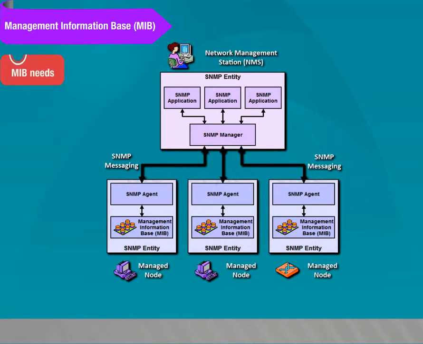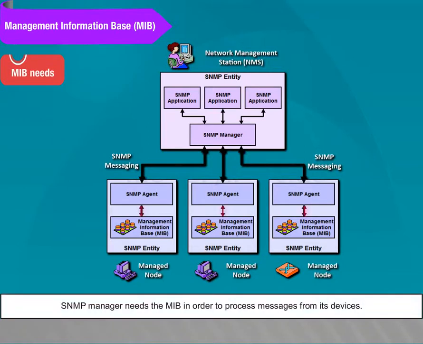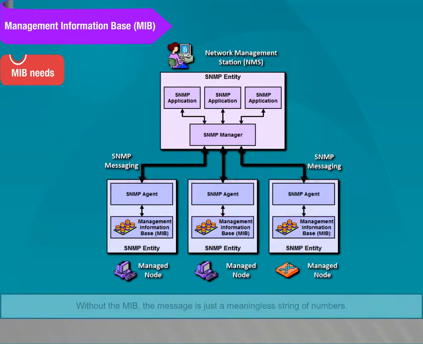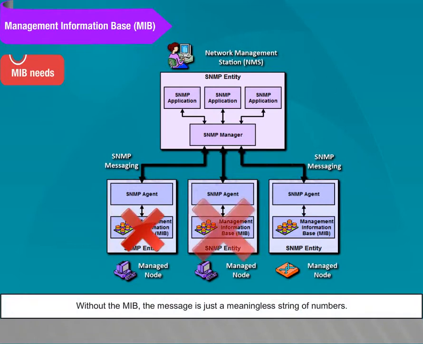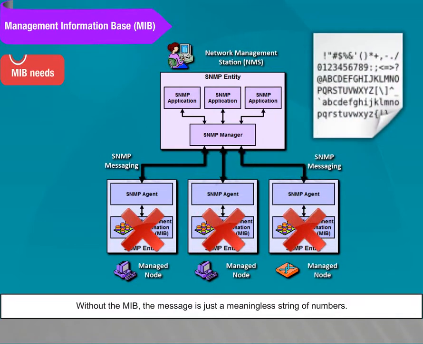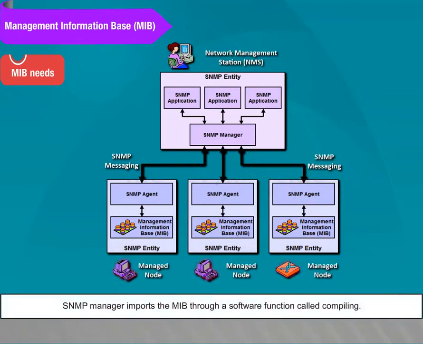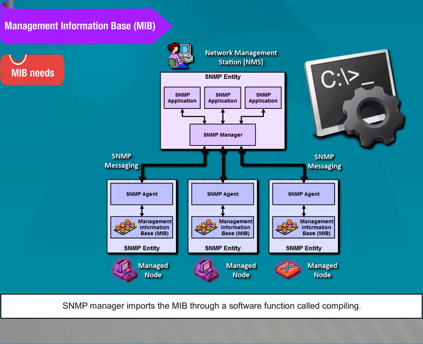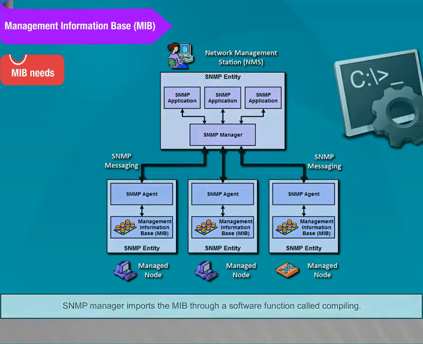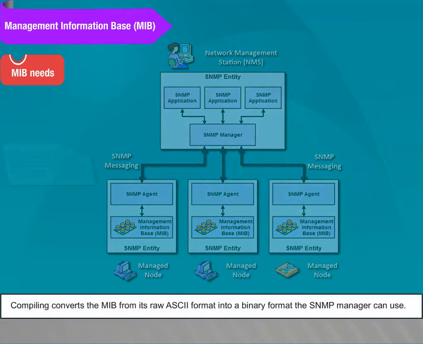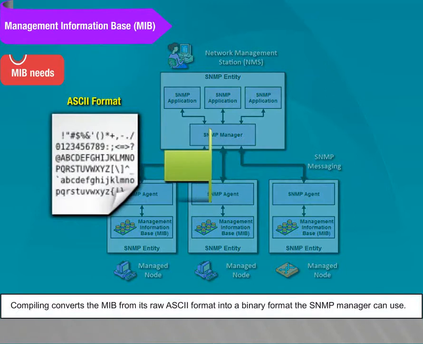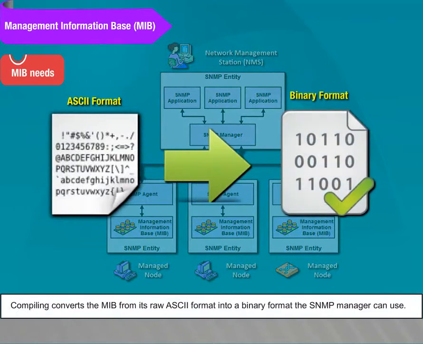MIB needs. SNMP Manager needs the MIB in order to process messages from its devices. Without the MIB, the message is just a meaningless string of numbers. SNMP Manager imports the MIB through a software function called compiling. Compiling converts the MIB from its raw ASCII format into a binary format the SNMP Manager can use.